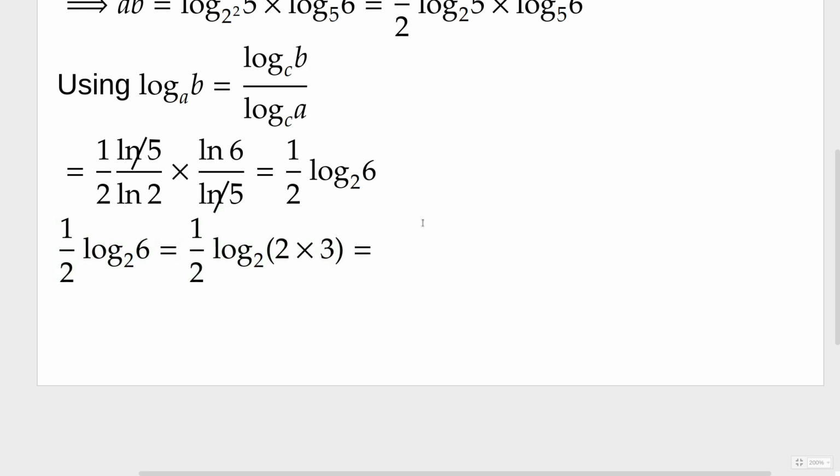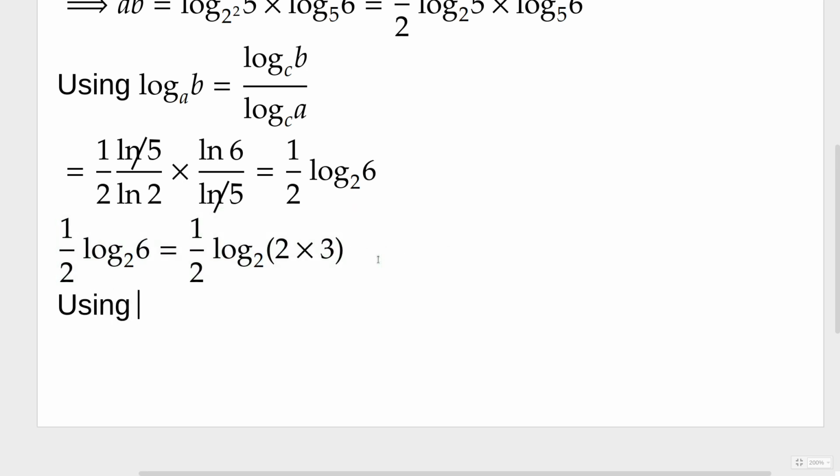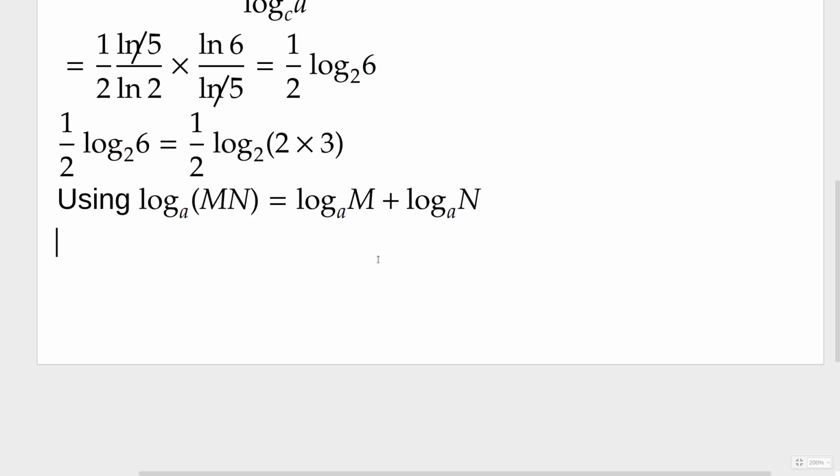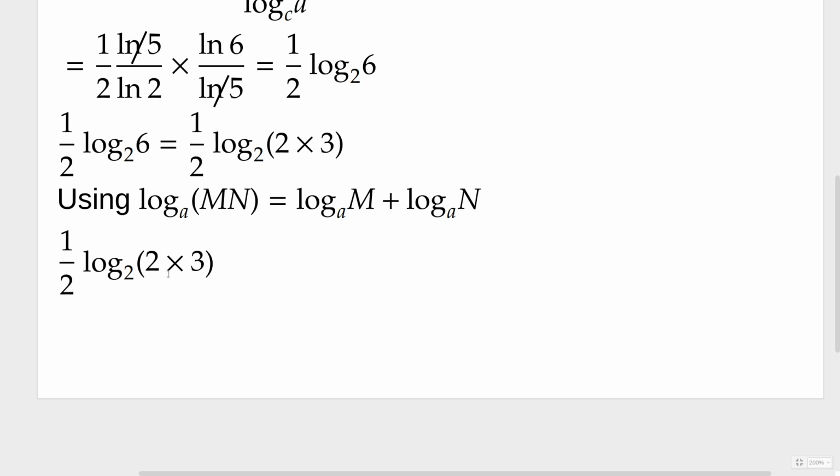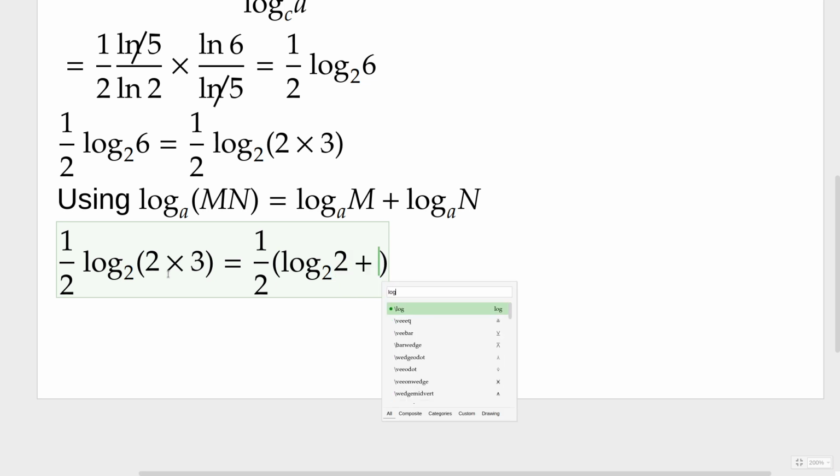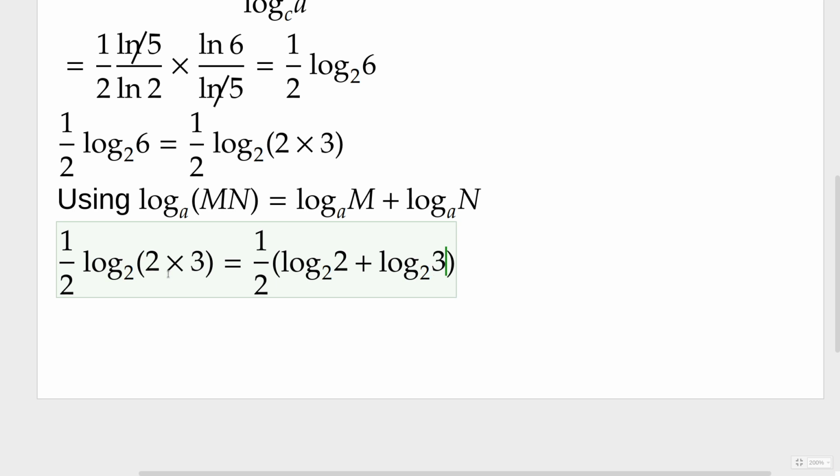So let's use this property. So we'll be using this property. Okay, so this one further I can write using the property. This one is equal to half times, in parenthesis I'll be writing log base 2 of argument 2, plus log 3 base 2, again log 3 base 2.